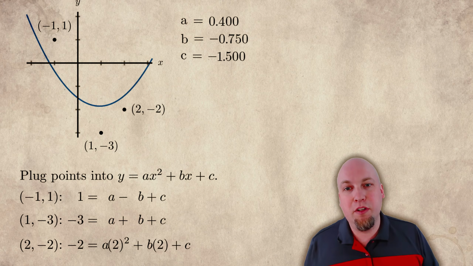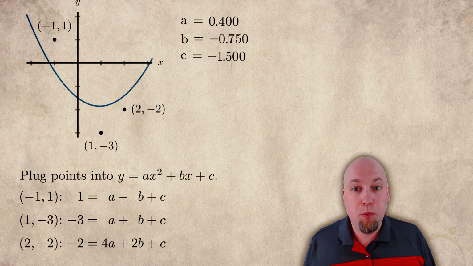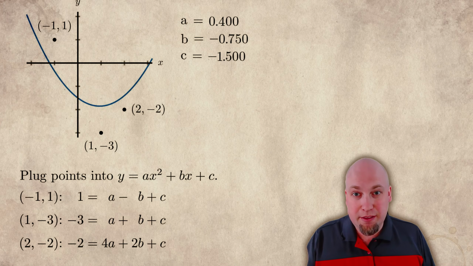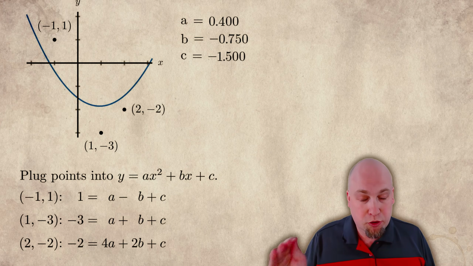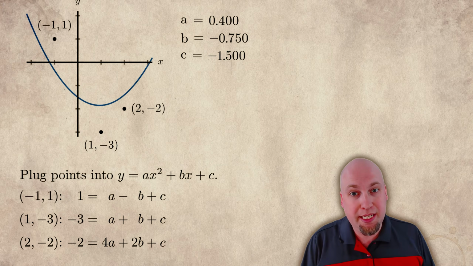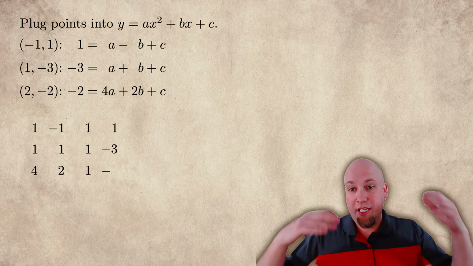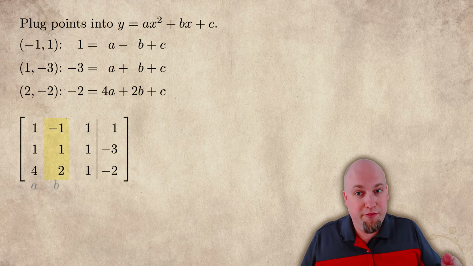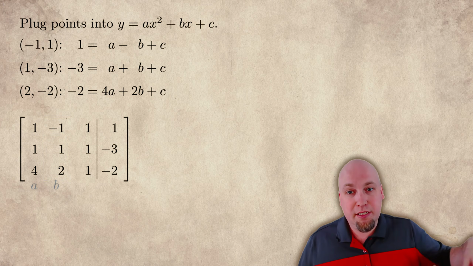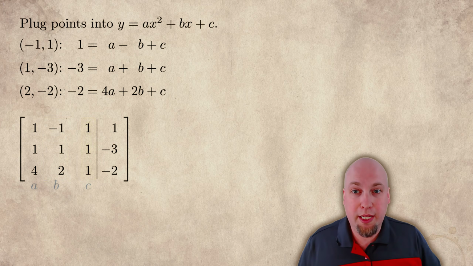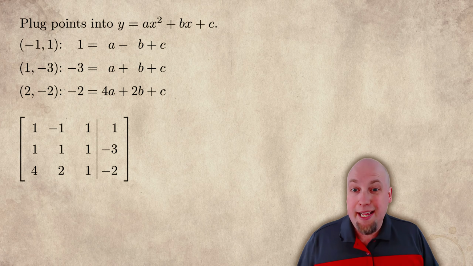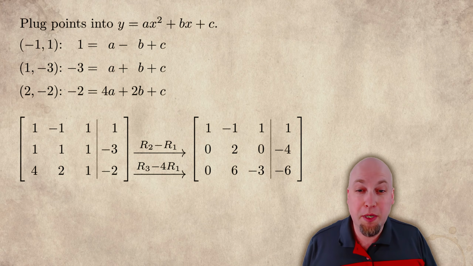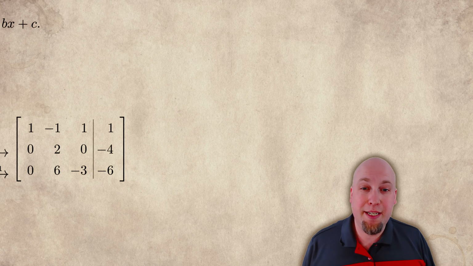And what we get this time is a linear system with 3 variables and 3 equations. The 3 variables, again, are the parameters that we don't know that we're trying to find in the parabola, the a, b, and c. And we have 3 equations. We throw them into a matrix where the columns correspond to the different variables a, b, and c. The augmented right-hand side is just the y values, the 1, the -3, and the -2. And we just do row operations to bring it down to a row echelon form so that we can find out what the a, b, and c are.